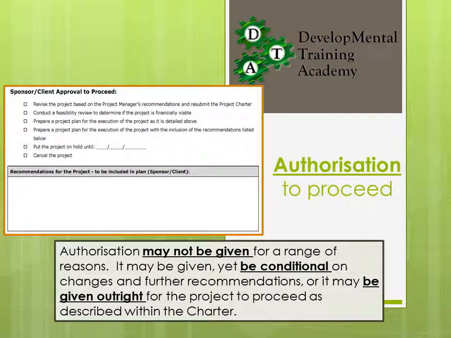Authorization may or may not be given. It might be given on a conditional basis. So if you make the following changes, we will approve that project, or it might be given outright.